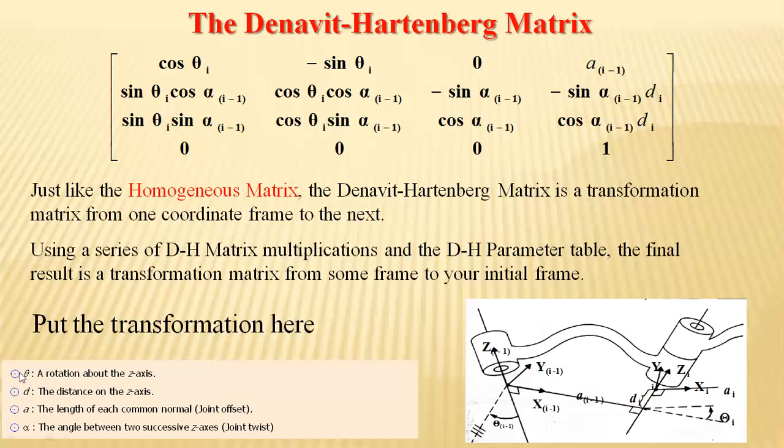So let us have another glance: theta is the rotation about the z-axis, d is the distance along the z-axis, a is the length of each common normal, that is the joint offset, and alpha is the angle between two successive z-axes. Successive z-axes in the sense of two different planar representations. The first one is the base coordinate system, and the next one is the working coordinate system.